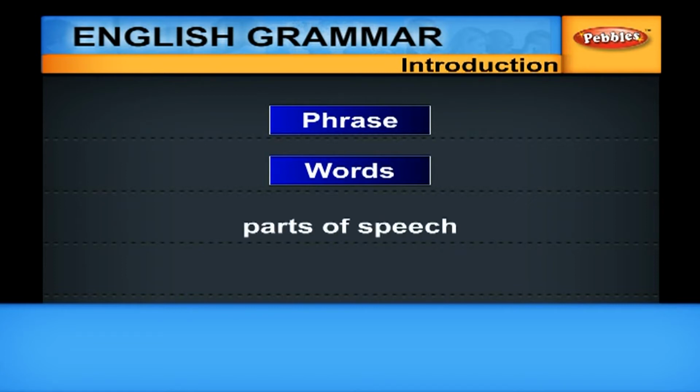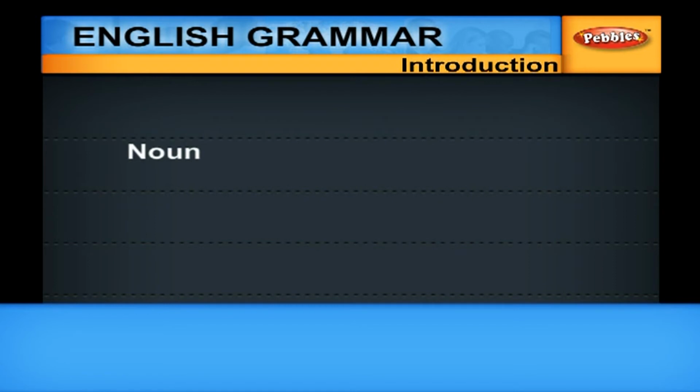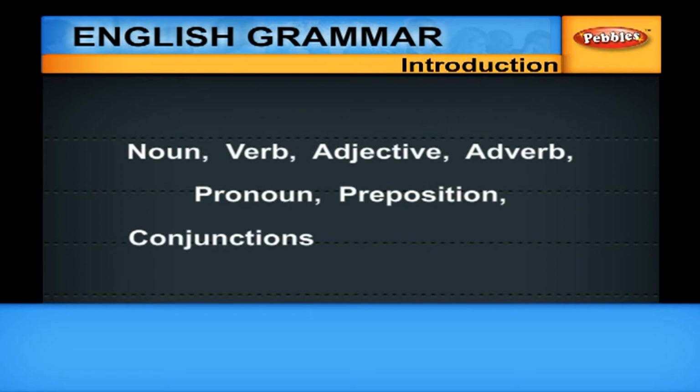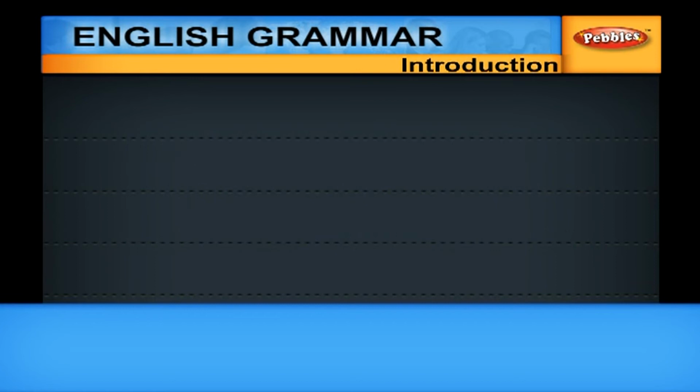Traditionally, we talk about 8 parts of speech. They are noun, verb, adjective, adverb, pronoun, preposition, conjunctions, and interjection. To these, we add 2 more. One is auxiliary verbs and the other articles.